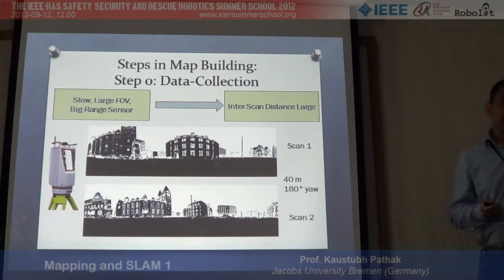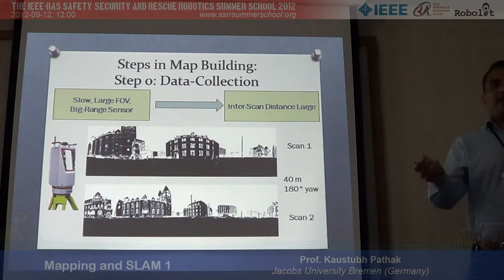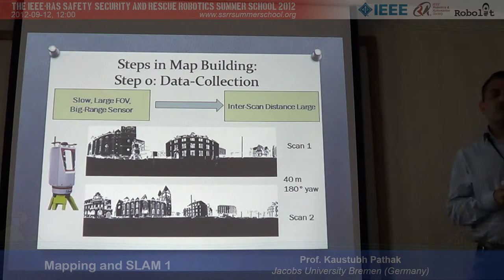On the other hand, if you're using a slow big range sensor with a scanning time of several minutes, for example, you would typically have an inter-scan distance which is quite large. As an example, this is scan one, this is scan two of data collected using the Riegl sensor in Bremen city center, the old historic city center. You could barely register them with your eye. It's really hard to register. There's hardly any overlap. These two scans are about 40 meters from each other, and there is a yaw of 180 degrees. So such scans are really hard to register using certain more popular algorithms.